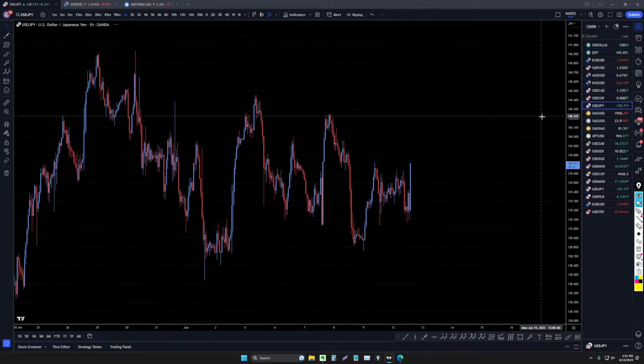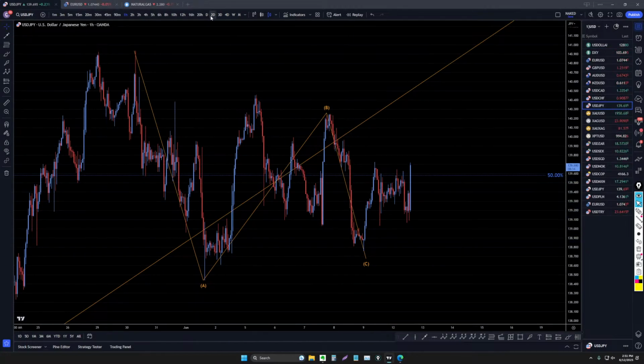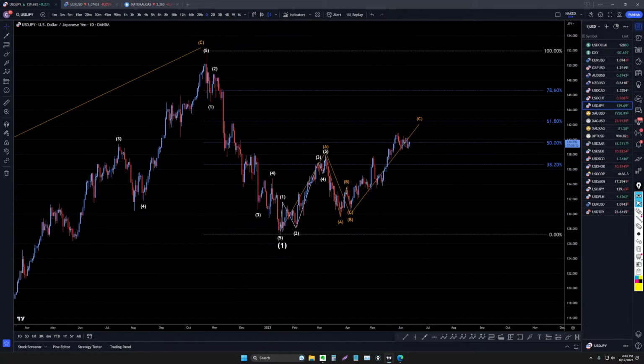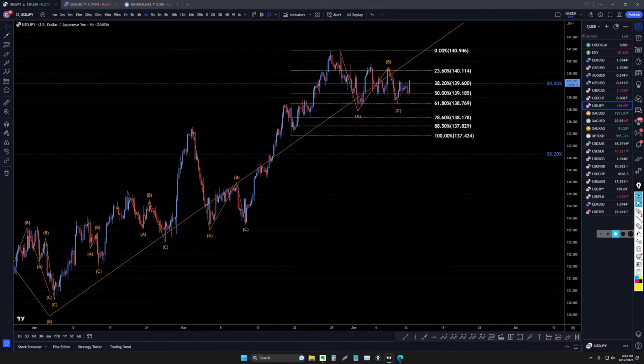So let's keep going down to the US dollar yen, which does make sense that it's going back up also. Because just like the US dollar Swiss, I think this one needs to go up probably to the 61.8, and then I think it's going to turn down. So I think this is probably an ABC correction to this last move down. I still think this is a 1. I still think this is an ABC of 2, and I still think it's going to go down for a wave 3. So let's head down to the 4-hour time frame.